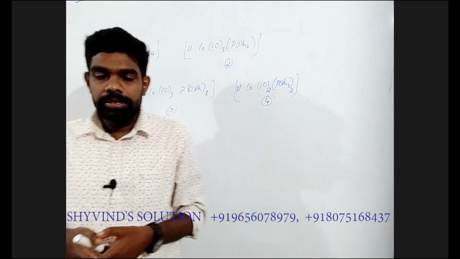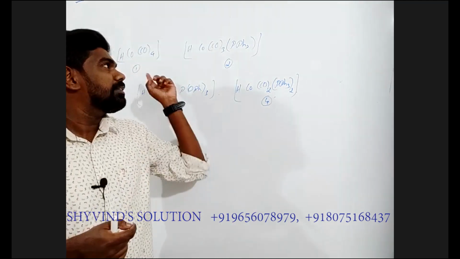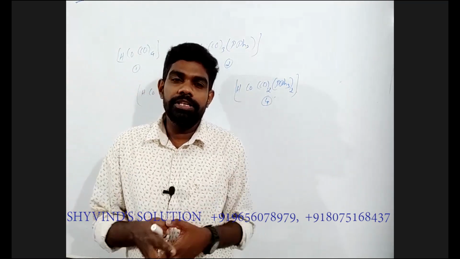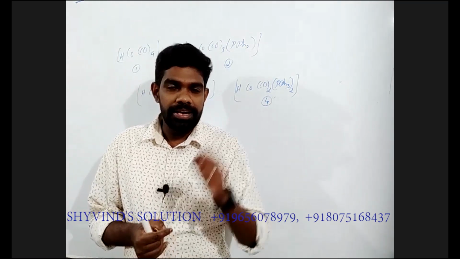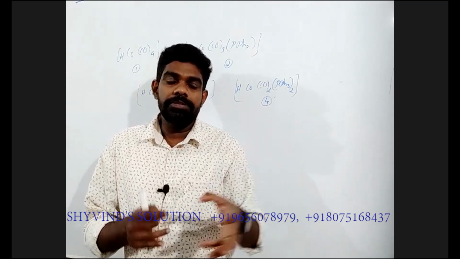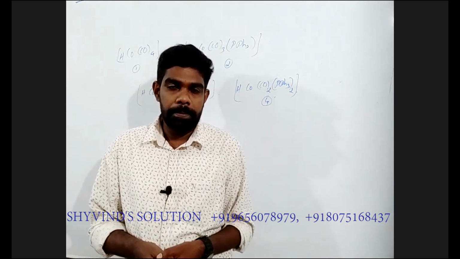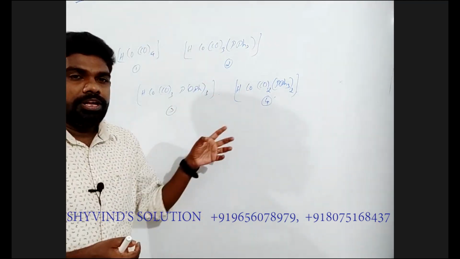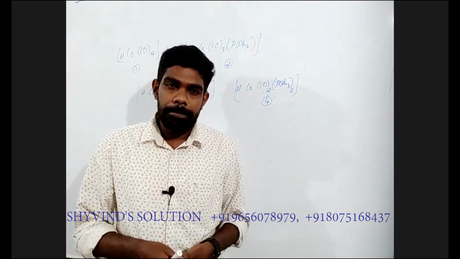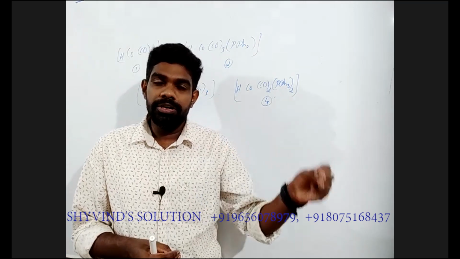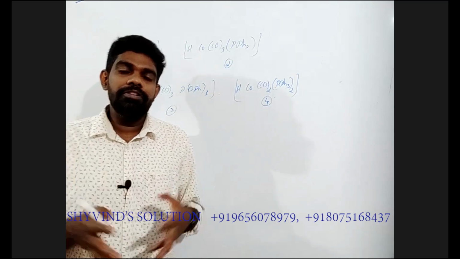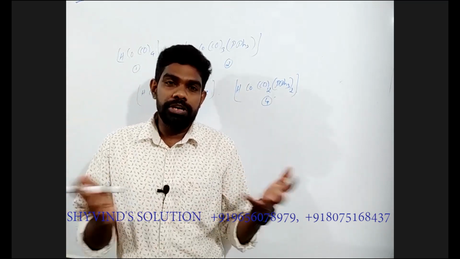So what makes a molecule more acidic? How can we determine the acidity of these molecules? The idea is the molecule which gives H plus easily is more acidic. Out of these four molecules, which molecule will give H plus easily? That is the idea. The molecule which gives H plus easily will be more acidic. So how can we find which molecule will give H plus easily?